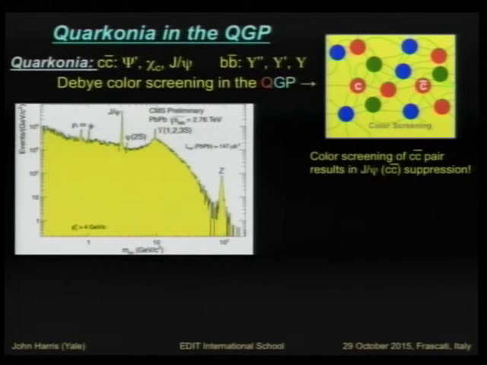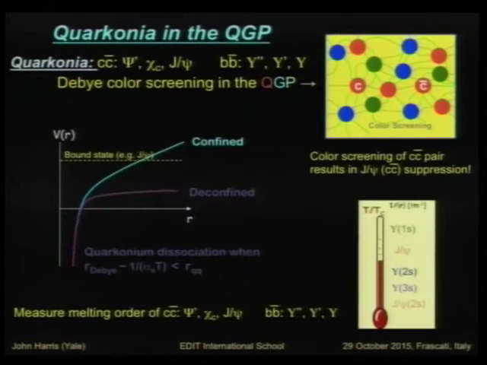And so what one expects is that if you make a CC bar, BB bar pair in the colored medium, in fact, the color screening will decrease the yield of resonant J psis or upsilons, because these two heavy quarks are screened by all the other lighter quarks in the medium. So that's what we mean by color screening.